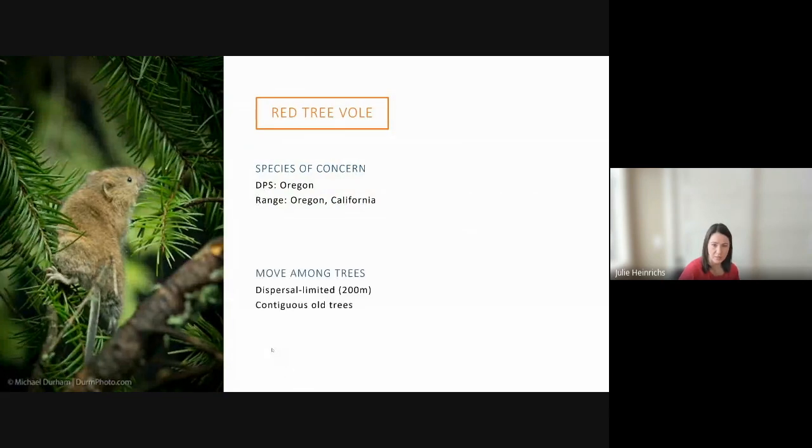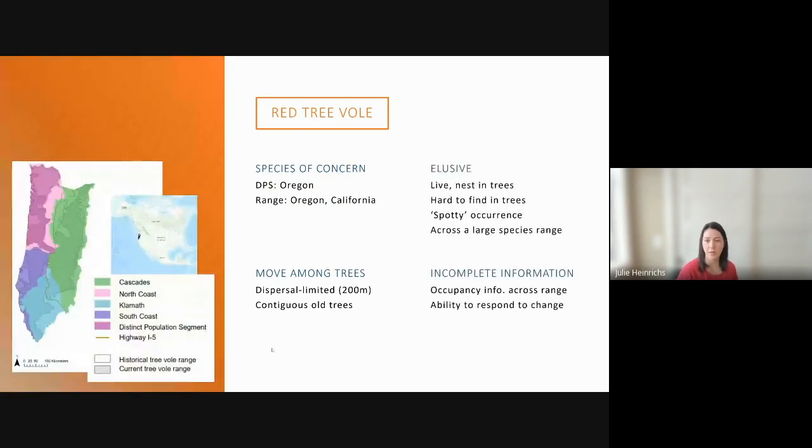So the red tree vole is a species of concern. They live high up in the trees. They only move very short distances, and they try to do so from tree to tree and not on the ground. They're elusive. They're hard to find. In fact, we have to climb trees and find voles in nests to confirm their occupancy. That's hard-won data that does not exist across the species range, but in pockets where we've been able to sample particular locations. But we know that the landscape is changing everywhere.